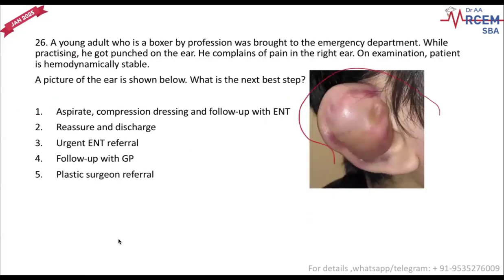The image is clearly suggestive of a cauliflower ear. Cauliflower ear, a hematoma has developed here. What do you need to do? You need to immediately aspirate, apply a compression dressing, and follow up with the ENT. If you do not aspirate and apply a compression dressing, this patient can have avascular necrosis of cartilage. So that's why it is very important. It is commonly seen in boxers or wrestlers, so they need to sustain an injury.